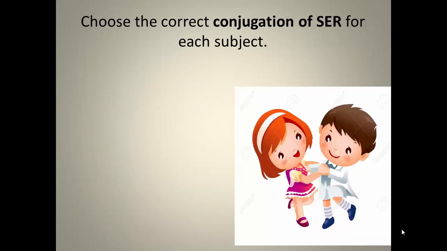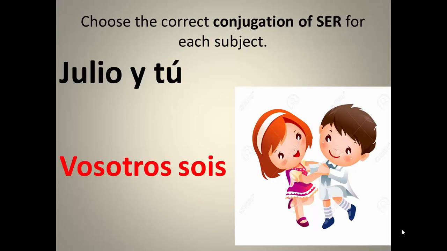Number 5, Julio y tú. Julio y tú. So you and Julio. Now, tú is meaning it's familiar, right? It's a familiar you, but he's not alone. He's plural, so bring it over to the plural side of the graph, and it's going to be the vosotros form if we are in Spain. So if we are in Spain, we would say Julio y tú sois divertidos. Or vosotros sois divertidos. You guys are fun. Or Julio and you are fun.